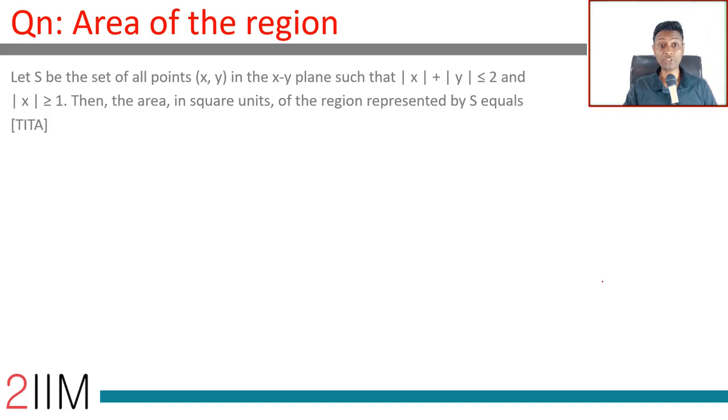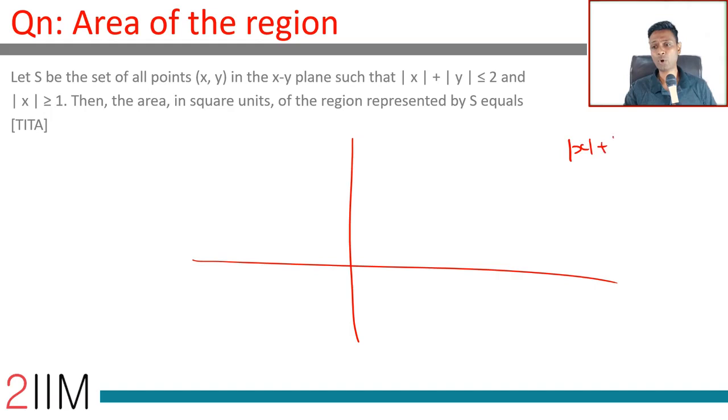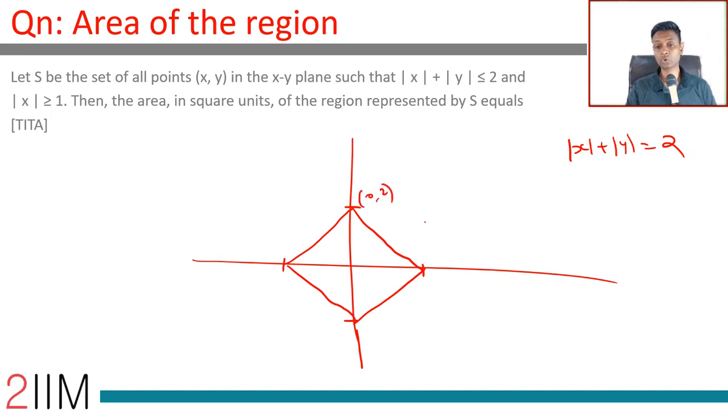Let S be the set of all points xy in the xy plane such that mod x plus mod y is less than or equal to 2. Wonderful. Mod x plus mod y less than or equal to 2. I know this shape, mod x plus mod y equal to 2. Put x equal to 0, y has to be plus 2 or minus 2. Put y equal to 0, x is plus 2 or minus 2. This region is bounded by straight lines. 0 comma 2, 2 comma 0, 0 comma minus 2, minus 2 comma 0.